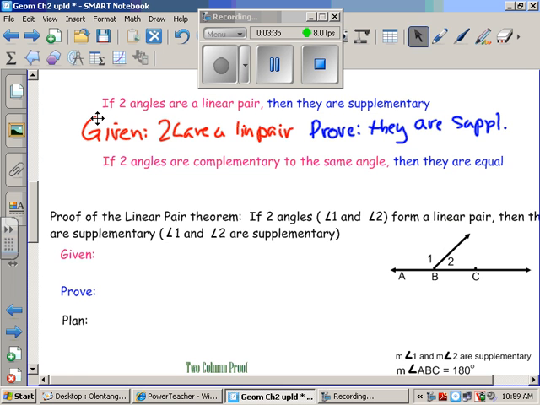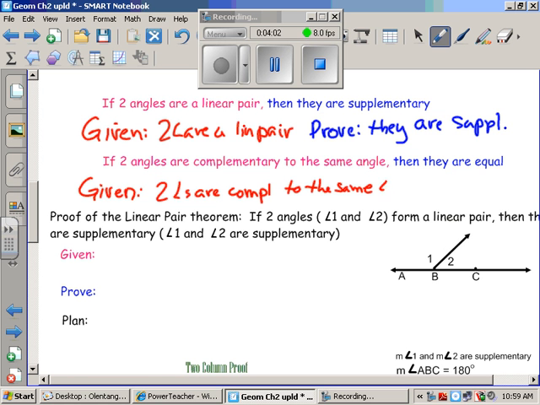Okay, how about the next one? What's the given? AJ, what's the given for this one? Yeah, 2 angles are complementary to the same angle. Okay, and the proof then would be, Rebecca? Equal. Yep. Right, they're equal.